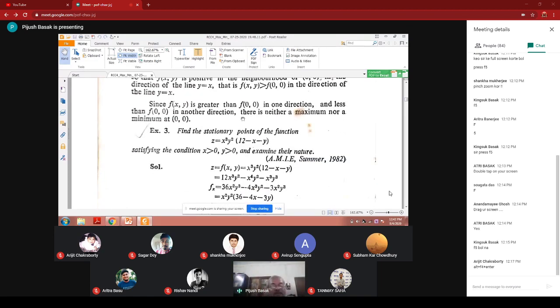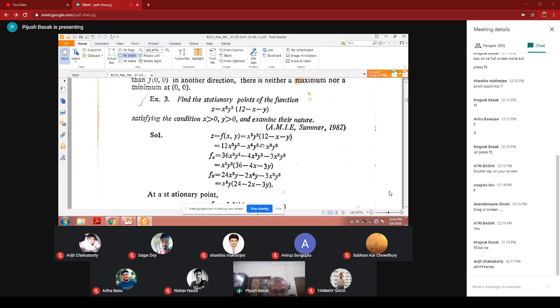Anyway, another problem. Minimum 3 problems should be there. Find the stationary points of the function z is equal to x cube y square 12 minus this way. Any curve may be given to you for checking. Satisfying the condition x positive, y positive, and examine their nature. Okay, z is equal to this.